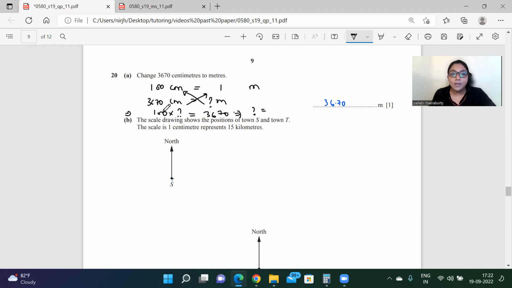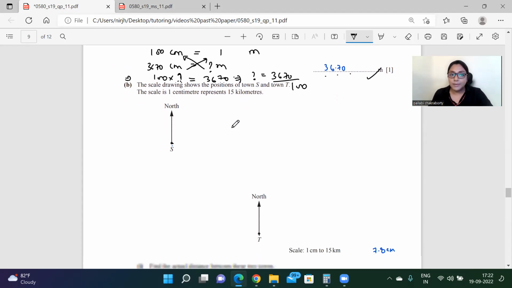That is, you have to get rid of the 100 over here. Make what the subject. Instead of what, you can take an x also. Okay. So when you take 3670, you divide it by 100. So it becomes 3670 divided by 100. What does that mean? It becomes 36.7 meters. It's a 1-marker, so you can do it quickly.